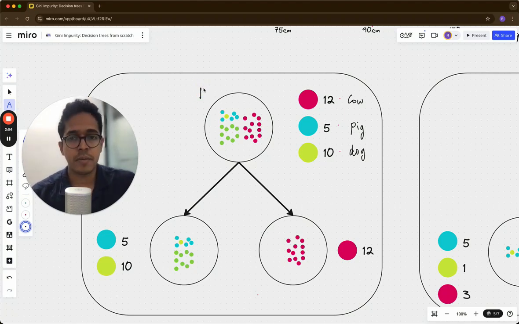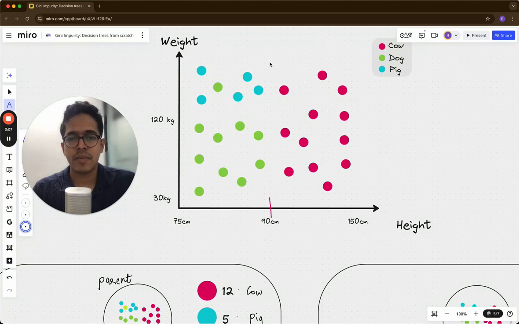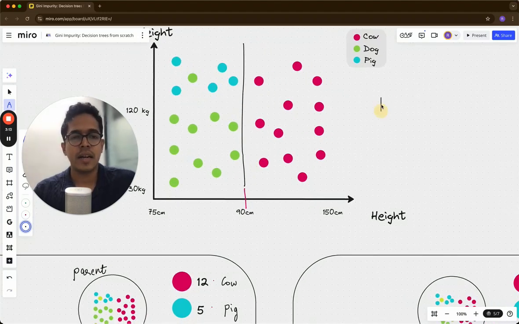Now the decision that we have to make at this root node, which can also be called a parent node, so let me write it as parent, is what feature we are going to use to split, whether it is height or weight. We discussed in the last lecture, consider two cases. In one case, we are deciding on a feature of height and a threshold of 90. So we ask the condition, is height greater than or equal to 90?